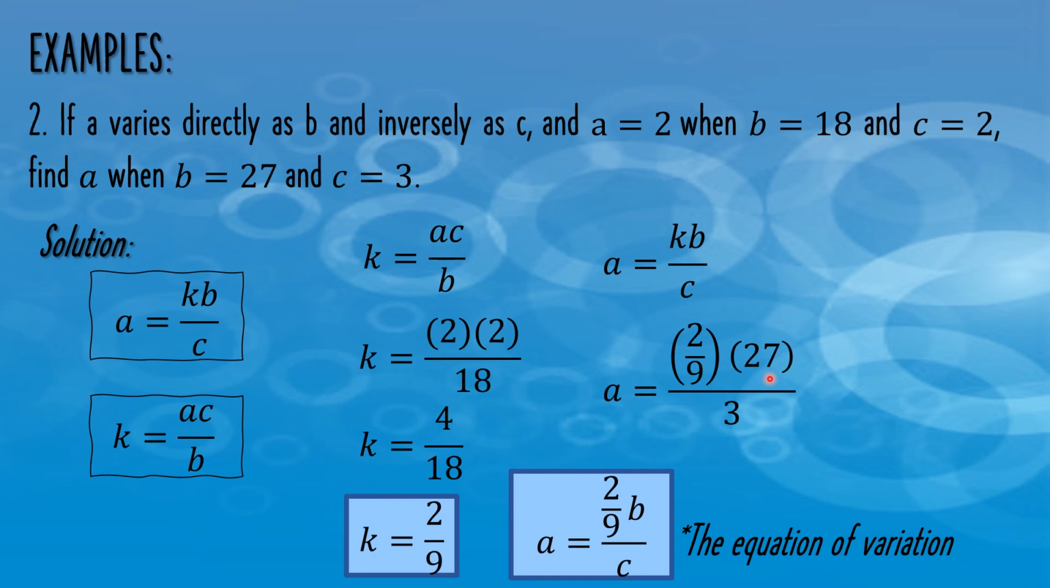So, you just have to multiply the whole number 27 sa 2, kaya magiging 54 over 9 over 3. So, dito, you will just have first to divide 54 sa 9. So 54 divided by 9 is 6. Therefore, the value of A is 6 over 3.